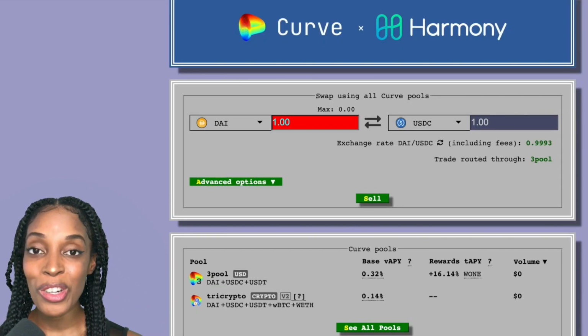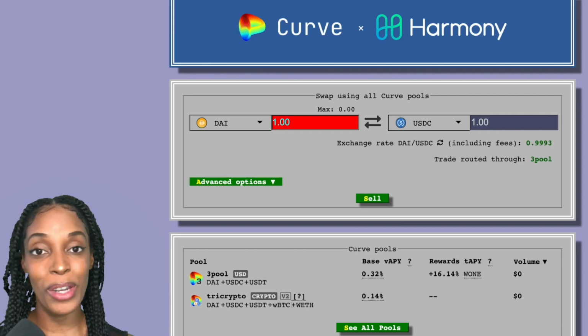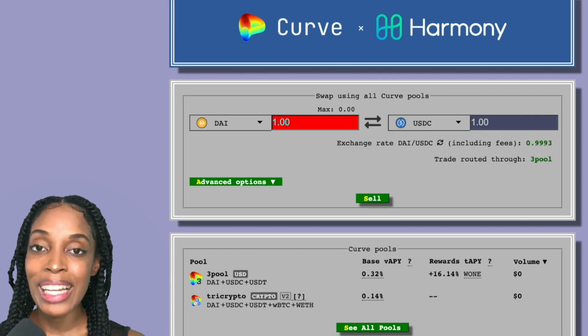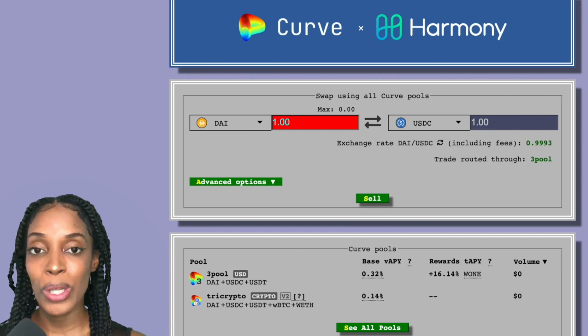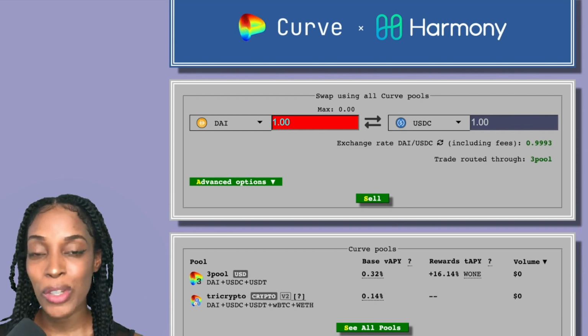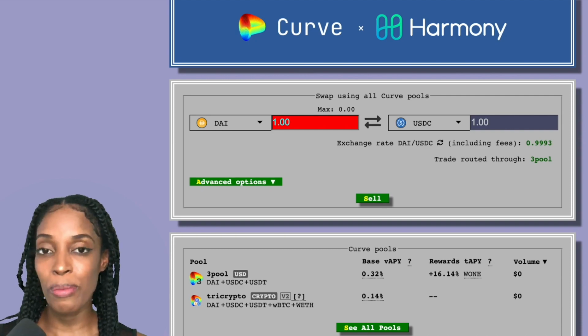I'd love to see a cross-bridge yield aggregator, so that you don't have to worry about this. But until then, let's continue with these videos and see which protocols are giving us the best value for our yield, and let's try to keep it very safe, so we're using stablecoins as well as safer protocols.